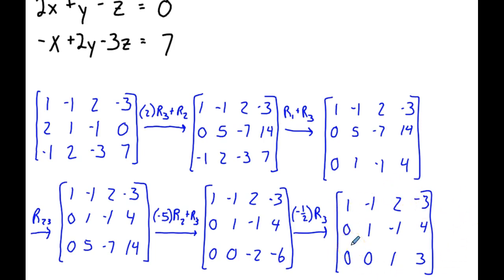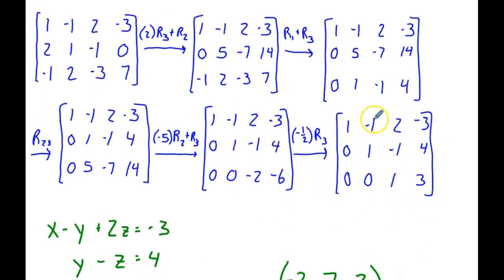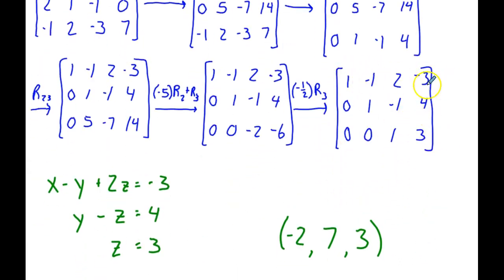You could have taken different steps to get this into row echelon form. And even if you have it in row echelon form, you might have some slightly different numbers compared to what I have, and that's okay. The only way to tell whether or not you went through correct steps and didn't make a mistake is to take your row echelon form and convert that into a linear system. Mine turned out to be x minus y plus 2z equals negative 3, and then y minus z equals 4, and then z equals 3.